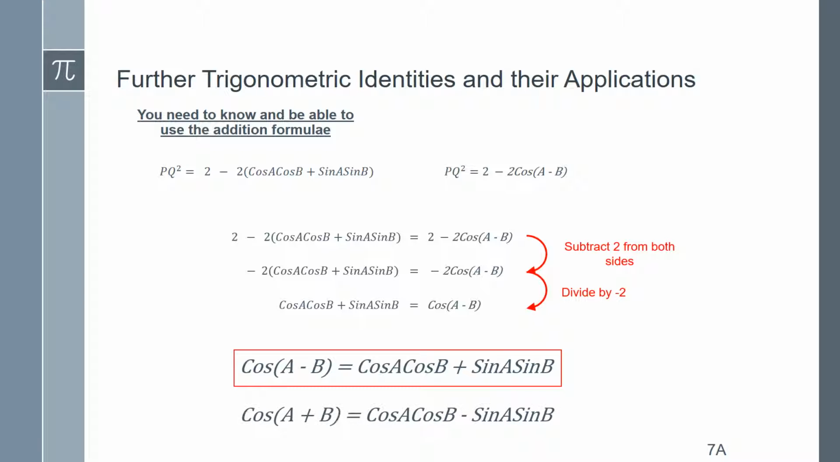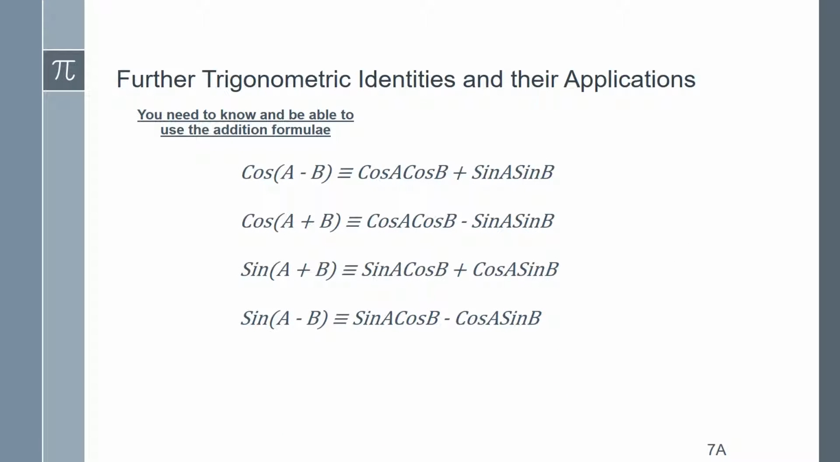Also, we could work out that cos (A plus B) is cos A cos B minus sin A sin B. I'll leave it to your own imagination to prove that is true. Also, we can work out sin (A plus B) and sin (A minus B). All these are basically done in the same way, so you can work through those yourself. But those are four trig identities that we need to be aware of and be able to use.